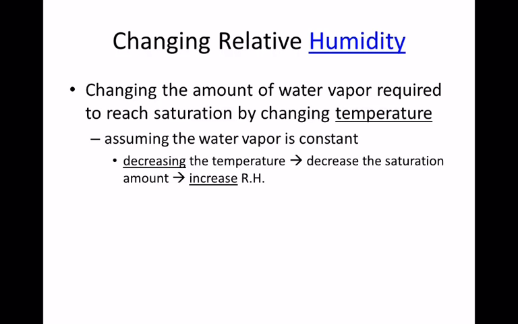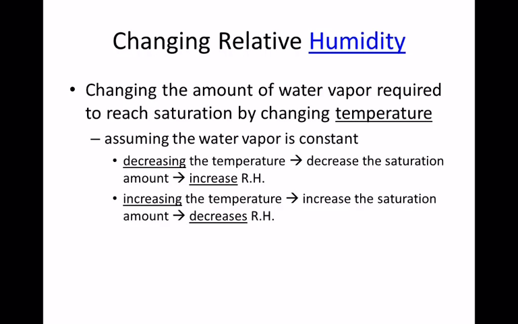If you decrease the temperature, basically your air can hold less water, and so that's going to increase your relative humidity. Okay, if you increase your temperature, when you go to the table, actually you're going to come up with a larger number, and then your percent relative humidity is going to be divided by a larger number, so that's going to lower your relative humidity.